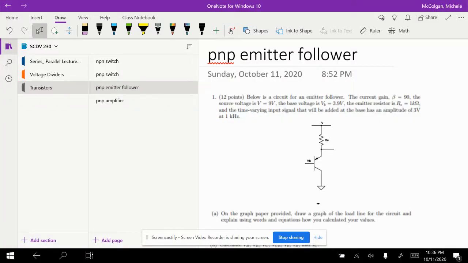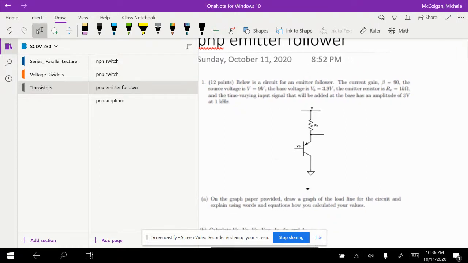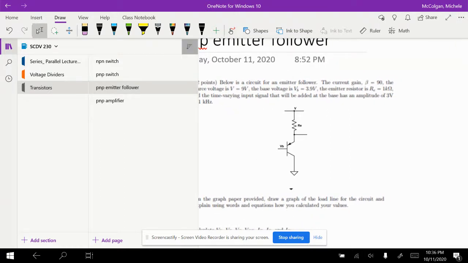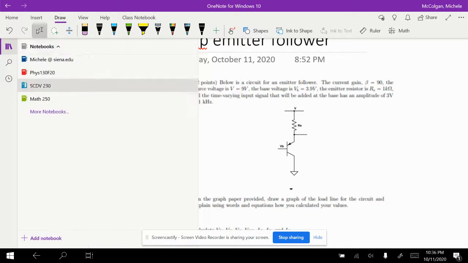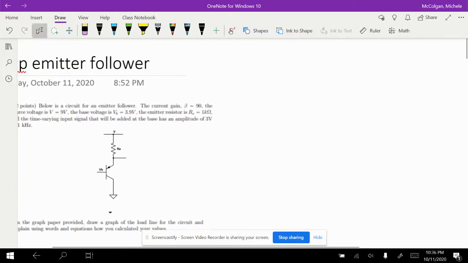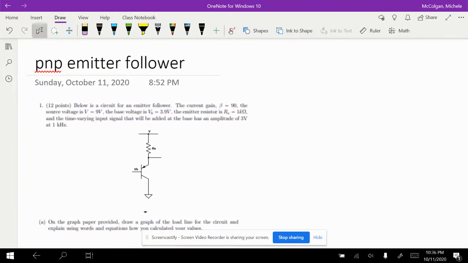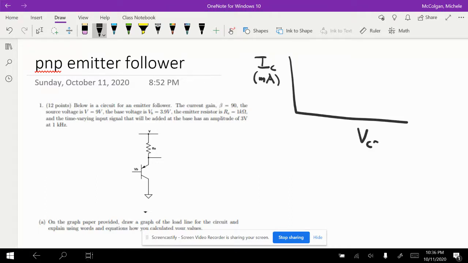Okay, so here's our problem. The first thing we're going to do is draw our graph. So our graph is going to look like this, where we have IC on the y-axis in milliamps, and then we have VCE in volts on the x-axis, and we're looking for our load line.